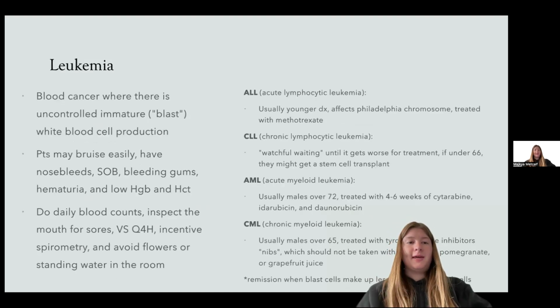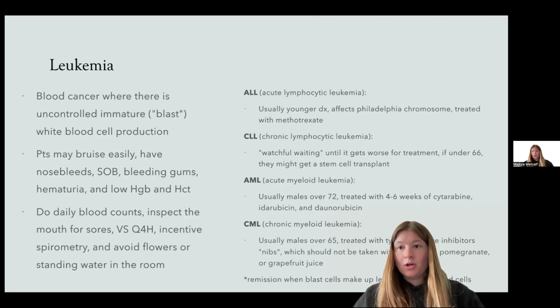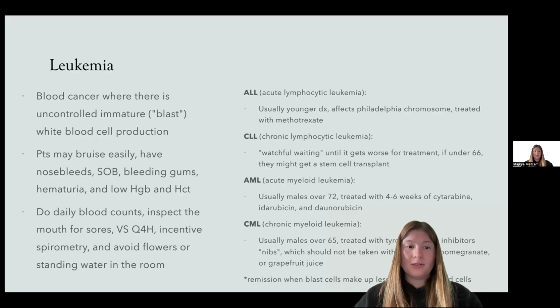So, what is leukemia? Leukemia is a blood cancer when we have uncontrolled immature white blood cell growth, and this is your blast cells in your body. So patients with leukemia may bruise easily, they might have nosebleeds, hematuria or blood in their urine, their gums can bleed easily, and then we're also going to see low hemoglobin and hematocrit levels.